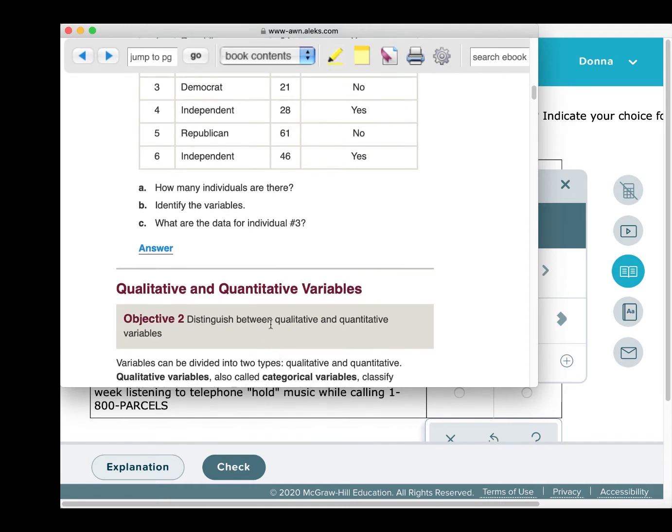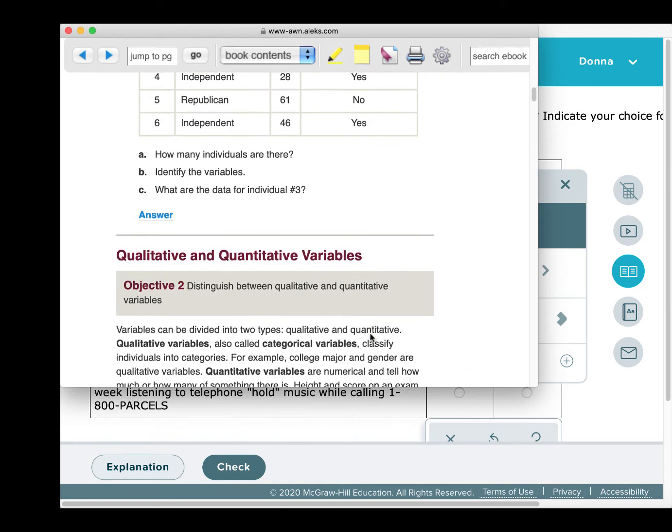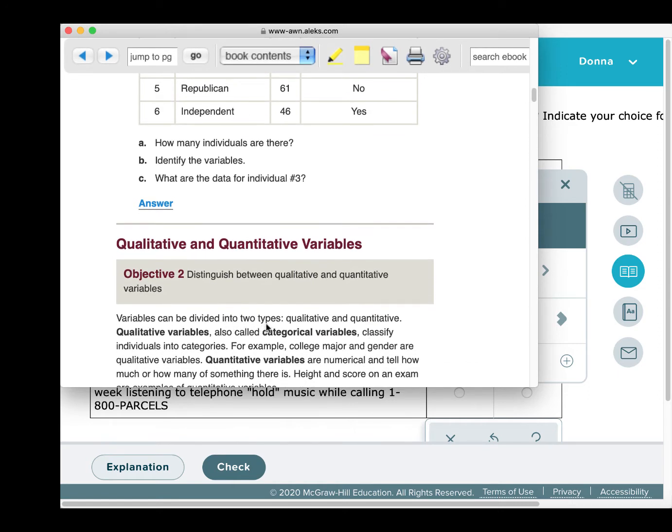Distinguish between quantitative and qualitative variables. Variables can be divided into 2 groups, qualitative or quantitative. In ALEKS, you'll see qualitative used interchangeably with categorical. And categorical is a great way to think of qualitative data because it means you could put the variable in some kind of category. Quantitative variables you can think of as quantity. Those are things that you measure or that you count.